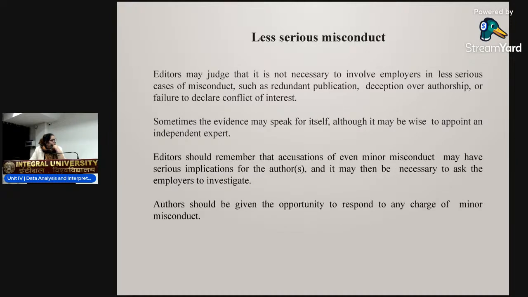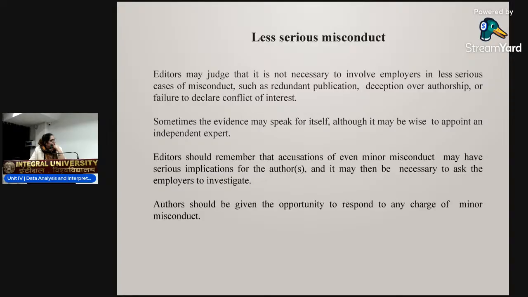If the misconduct is less serious, the editors may judge that it's not necessary to involve employers. Okay, so again we are talking about the severity of the misconduct. I told you that minor cases of copy-paste are fine. It's not fine, but it will be considered a lesser misconduct. But if you're copying data sets, if you're copying figures, tables, then it is a case of serious misconduct.